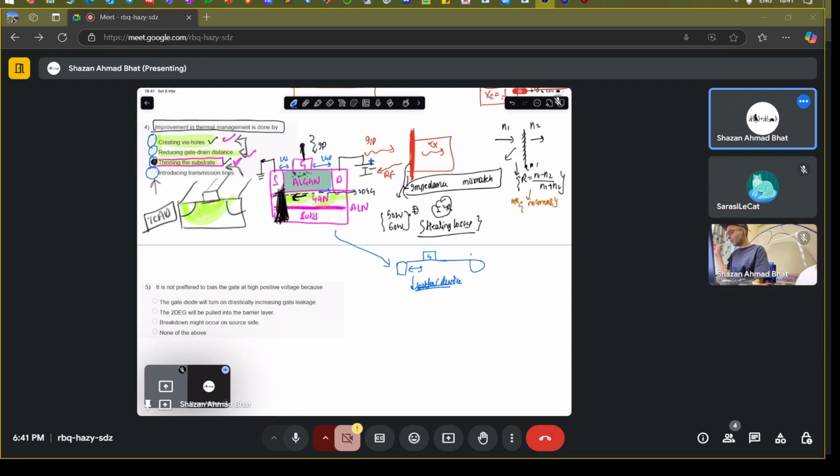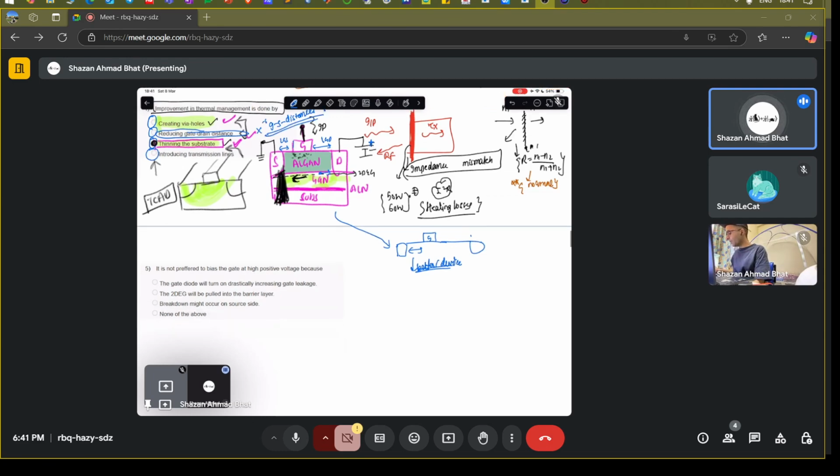They can be the answer to this question: via holes and reducing the gate to drain distance. Pardon me, this is gate to drain distance. I thought it was gate to source. So this is not the answer. If it is gate to source distance, then that is the answer. But via holes is definitely the answer. That also helps in the thermal management of the device.